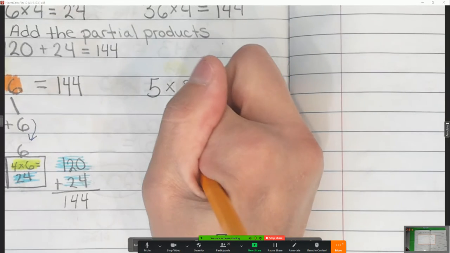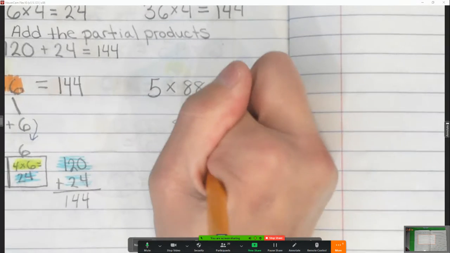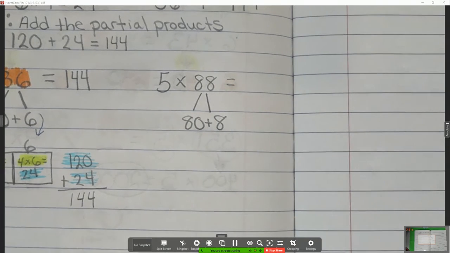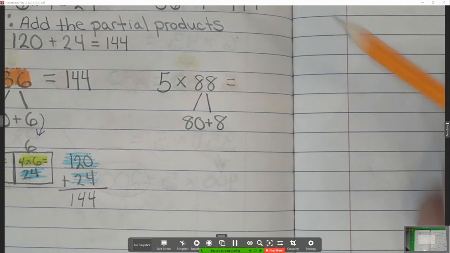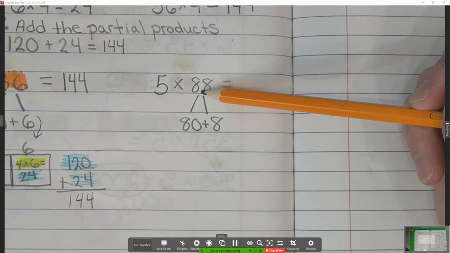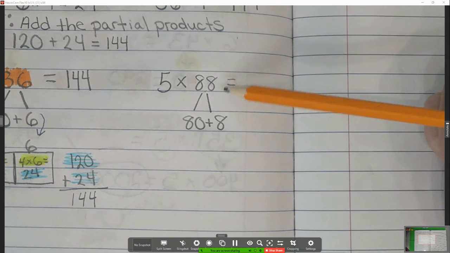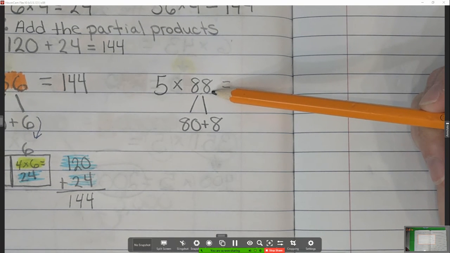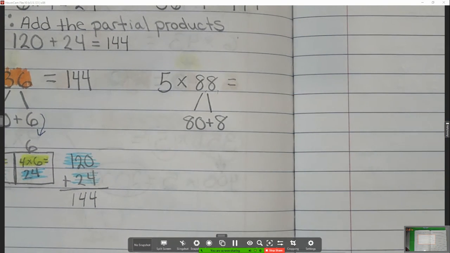Plus 8. Perfect. 80 plus 8. Great job. Yes, that's how I expand it. Remember, this 8 is in the tens place, so that means the value is 80. And this 8 is in the ones place, so that means the value, how much it's worth, is 8.